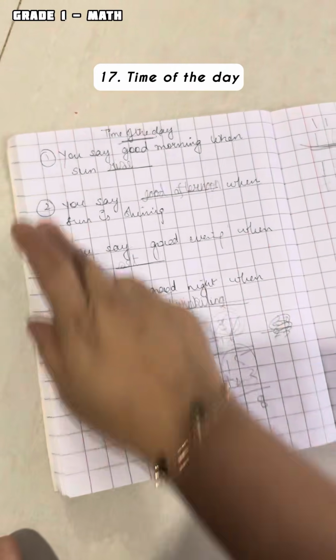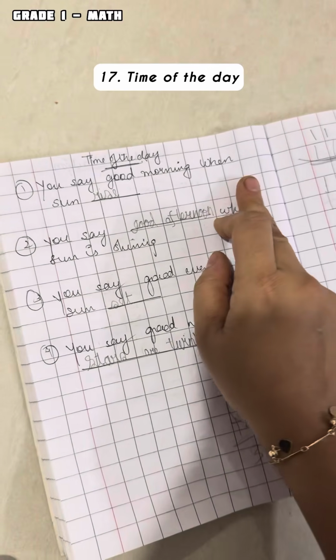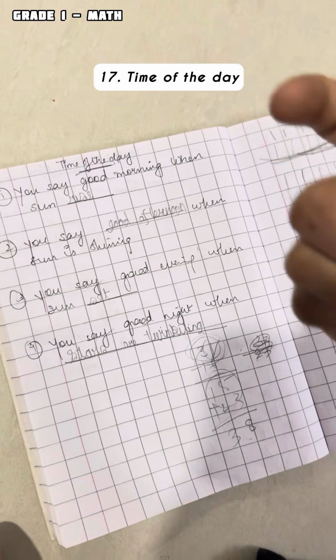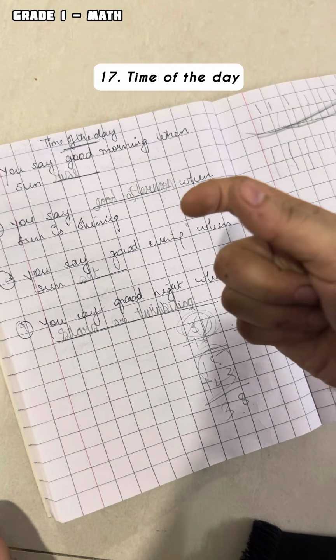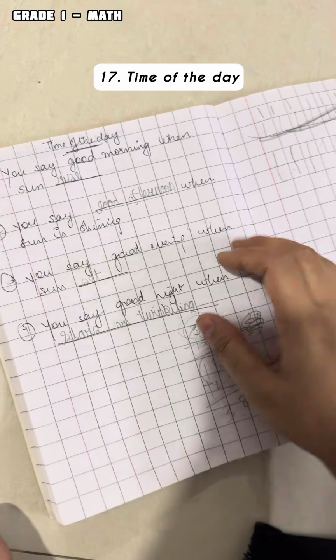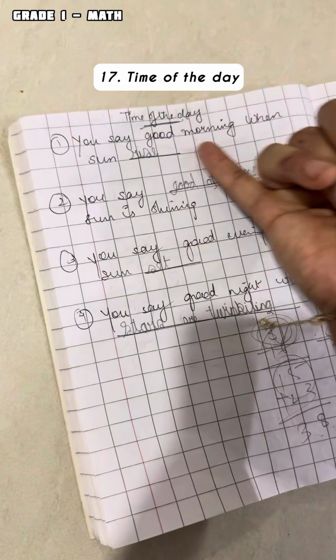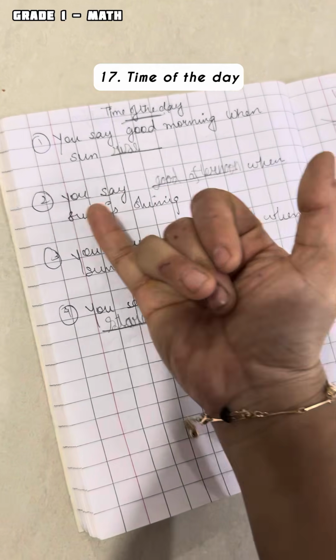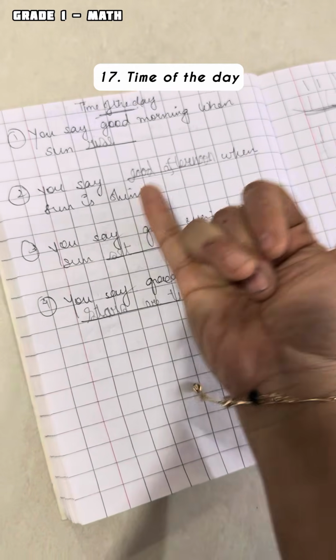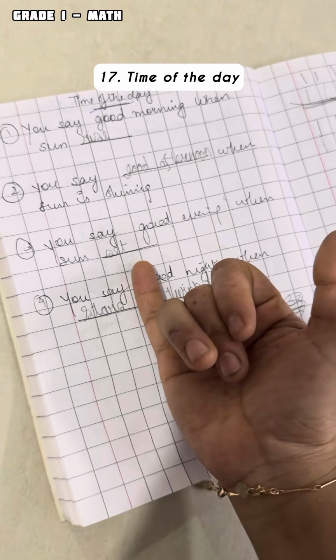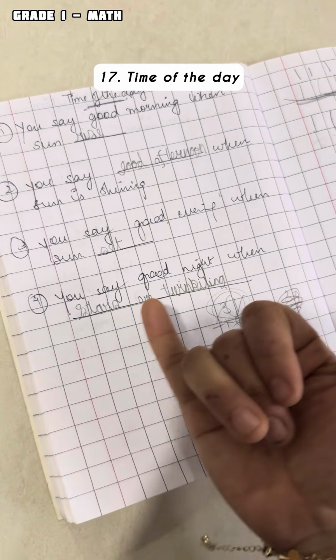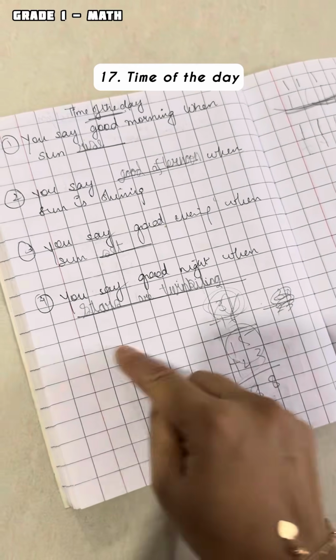Then this is the time of the day. You say good morning when the sun what? Sun rises, sun sets, sun shines, and when you see stars and moon. So good morning is when the sun rises, and you say dash when the sun is shining. You say good afternoon, and you say good evening when the sun sets. You say good night when what happens? When the stars are twinkling.